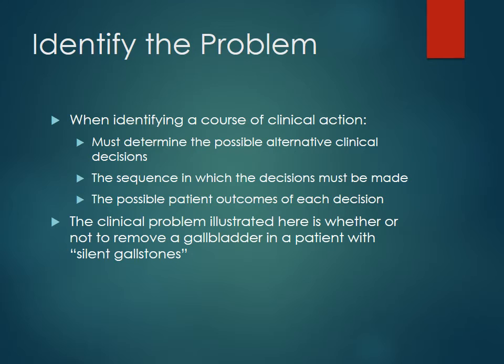So when identifying a course of clinical action, you have to determine the possible alternative clinical decisions, obviously, and then the sequence in which those decisions need to be made, and then look at the possible patient outcomes for each decision. So again, if I decide to give antibiotics or not, did the patient get worse or not, right? You're basically doing this nice tree pathway to determine how you're going to treat that patient. The clinical problem illustrated here is whether or not to remove a gallbladder in a patient with silent gallstones. That'll be our example we're going to look at.